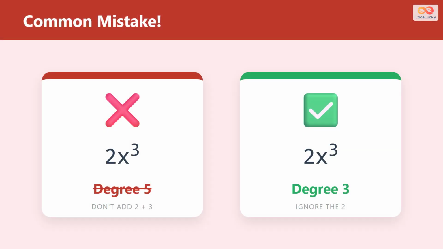A very common mistake is to add the coefficient, or the big number in front, to the exponent. In 2x cubed, the degree is just 3. Do not add the 2 and the 3. The coefficient has no effect on the degree.